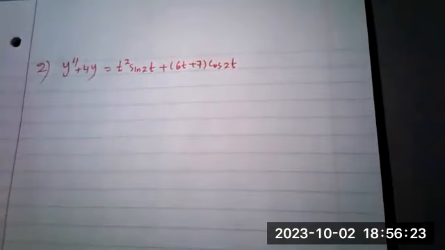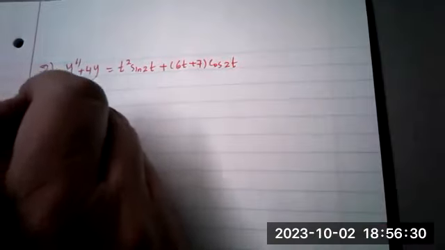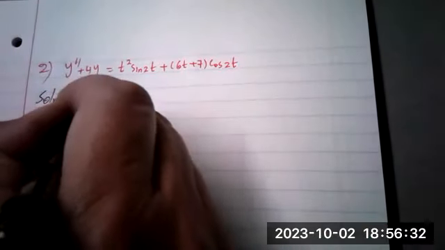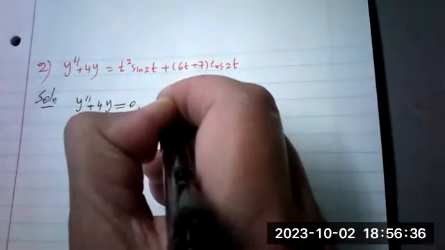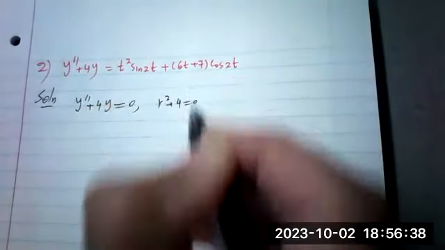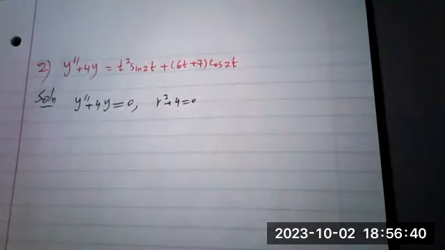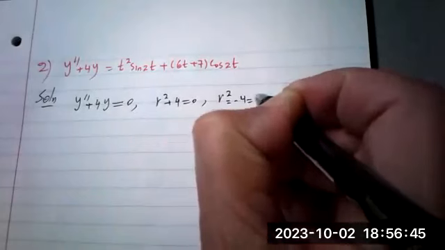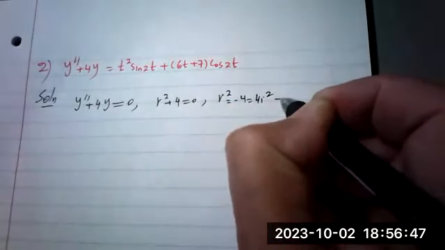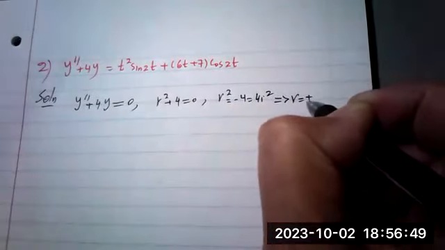Again, solve for the yc. To get the yc, we are going to solve y double prime plus 4y equal to 0. We get r squared plus 4 equal to 0. So r squared equals -4, which is 4i squared. So your r would be plus or minus 2i.